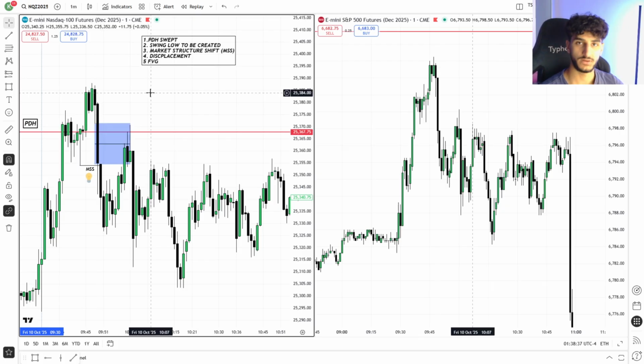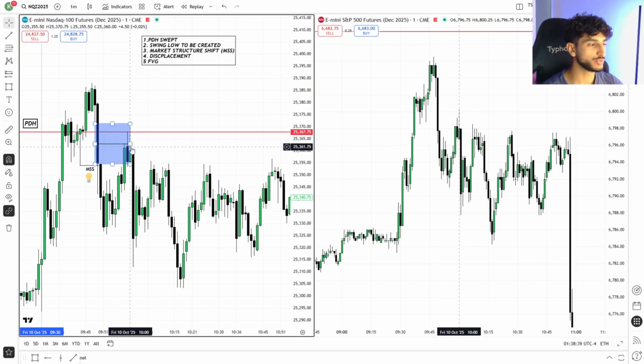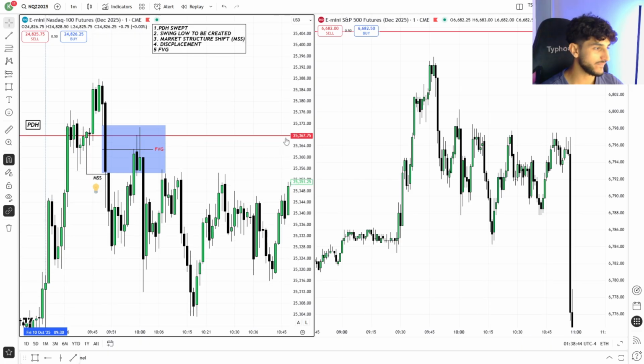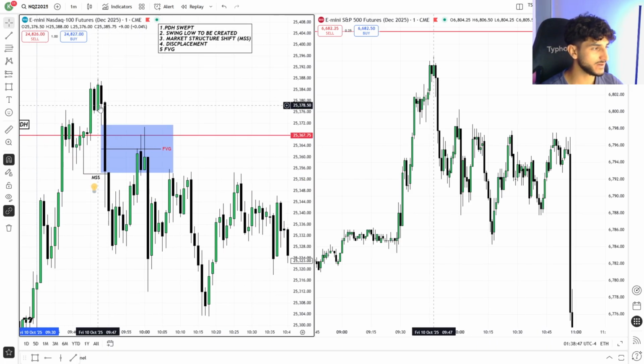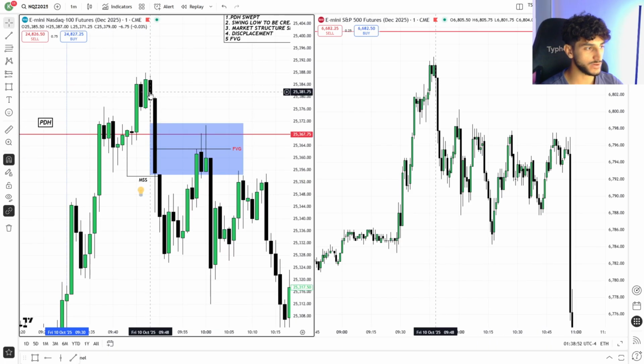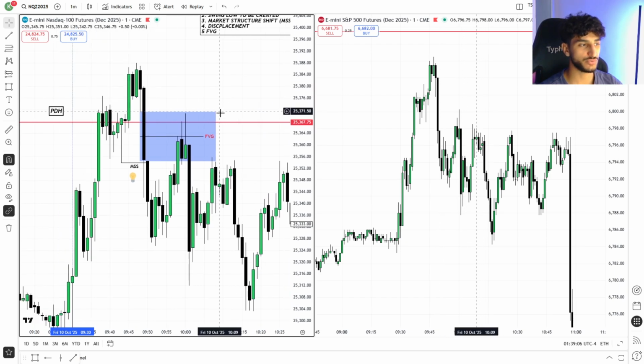Now, number 5 on our checklist is going to be looking for a fair value gap. And essentially what a fair value gap is, it's a 3 candle pattern again. So let's call this candle right here number 1, this candle right here number 2, and this candle here number 3. Now, number 1's candle low and number 3 candle's high do not overlap, and there is an inefficiency right there. There's a gap. So that is essentially just called a fair value gap.